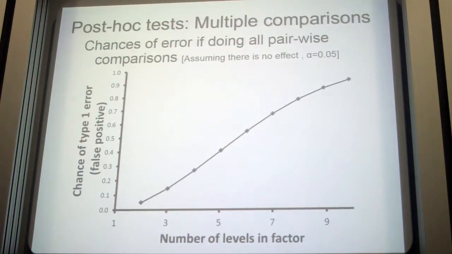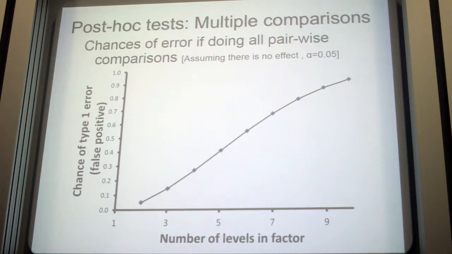Multiple comparisons. Think of the chances of getting an error, that is, saying something is significant when it's not. If you have two levels in a factor and you've set the alpha level at 0.05, you're only doing one comparison. And so the chance of making a type 1 error is 0.05, it's your alpha level.